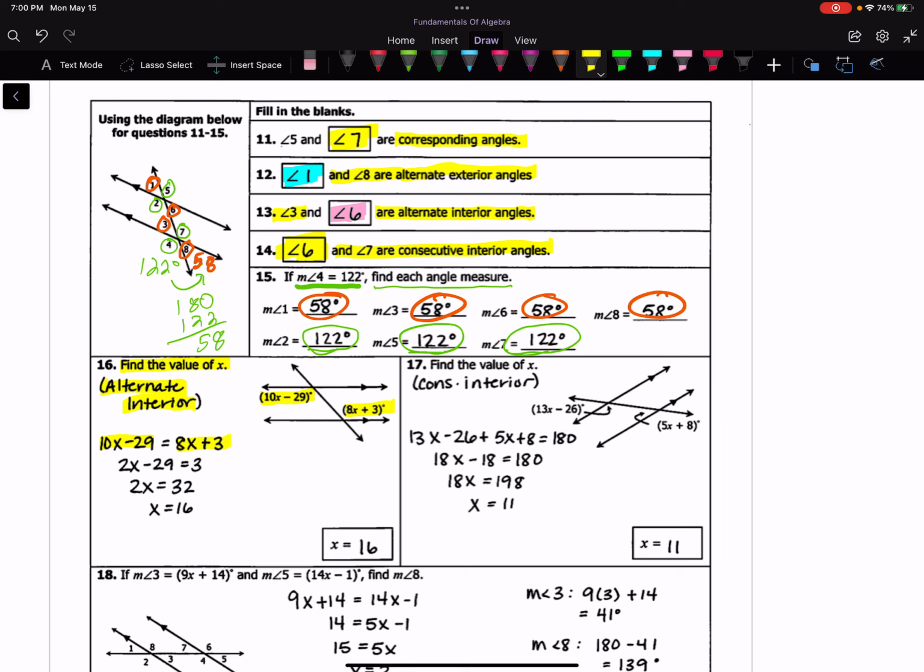We do our manipulation. We subtract the 8x from both sides. We end up with 2x minus 29 equals 3. We then add 29 to both sides, get 2x equals 32, x equals 16.